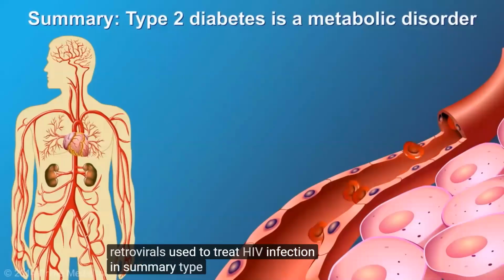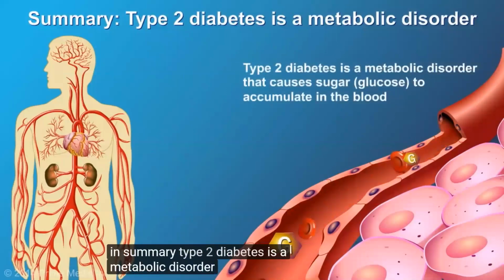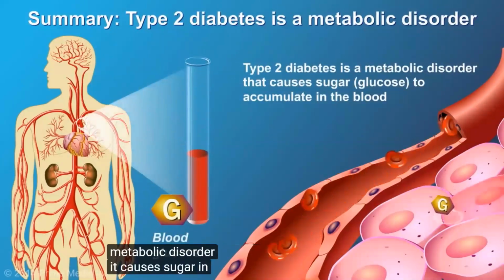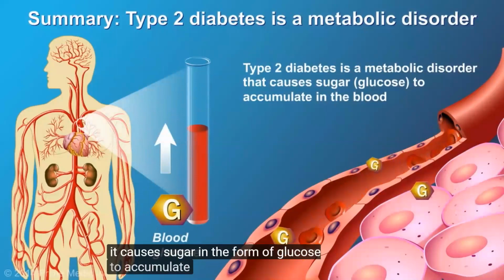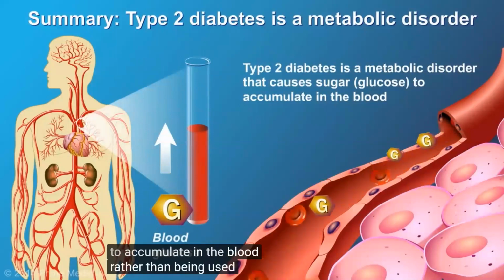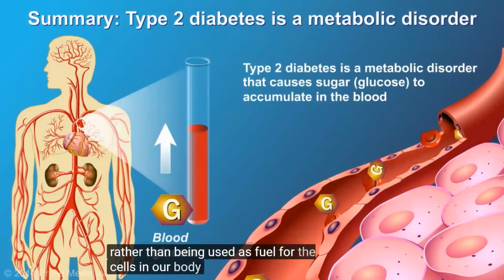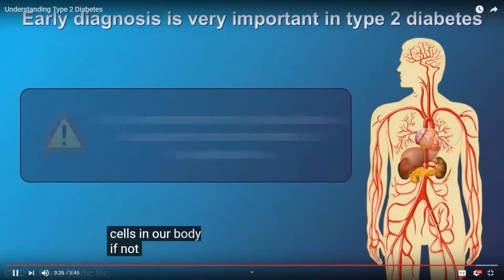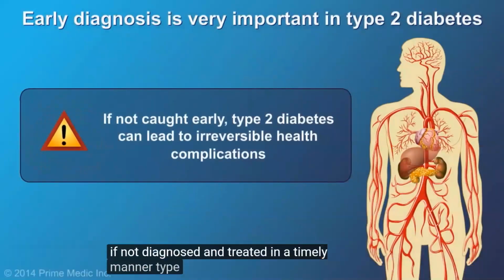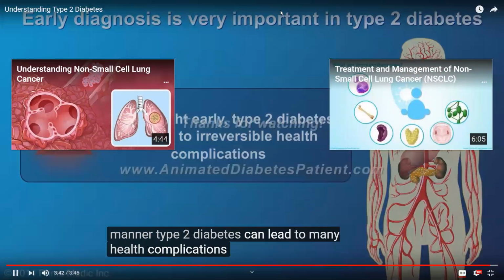In summary, type 2 diabetes is a metabolic disorder. It causes sugar in the form of glucose to accumulate in the blood rather than being used as fuel for the cells in our body. If not diagnosed and treated in a timely manner, type 2 diabetes can lead to many health complications.